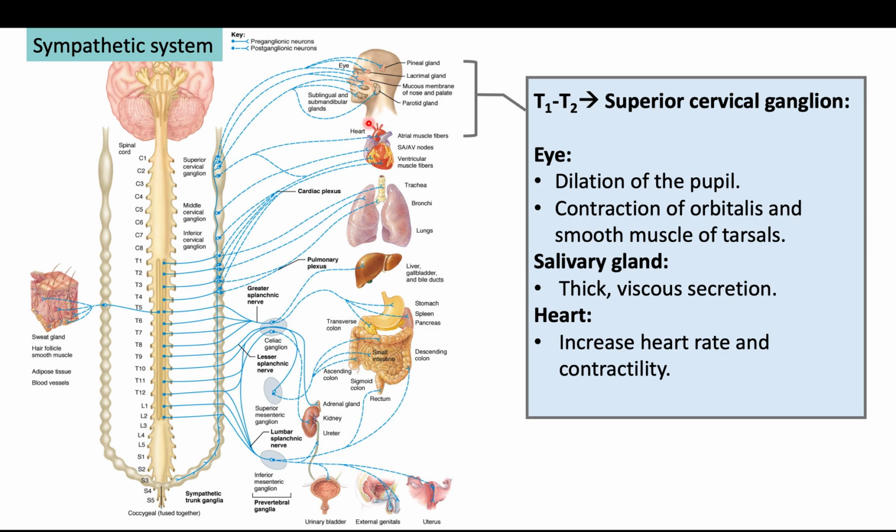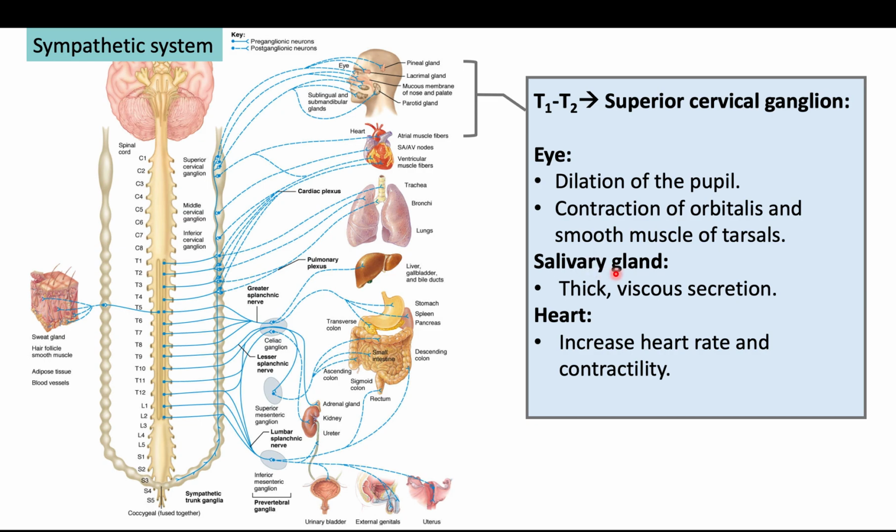So what does it do to the eye? It will dilate the pupil, so that a person under stimulation of the sympathetic system will have far vision. They are in fear at that time. So it will cause dilation of the pupils, and it will contract the orbital disc and also the smooth muscles of the tarsals.